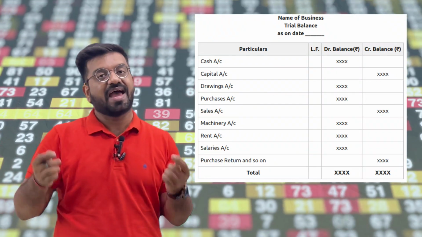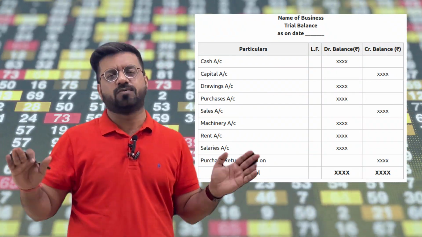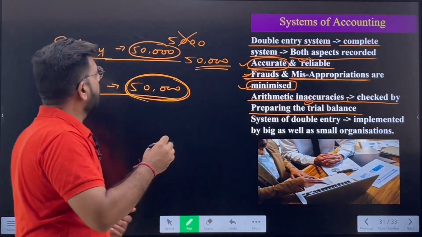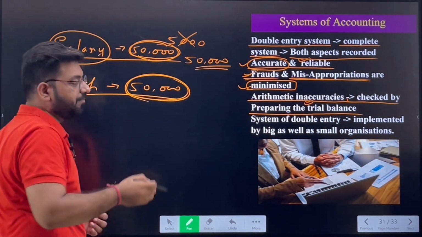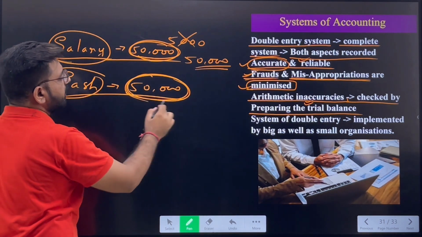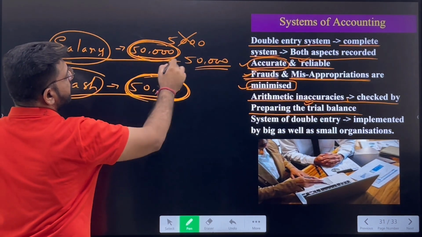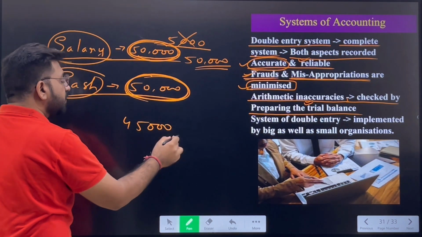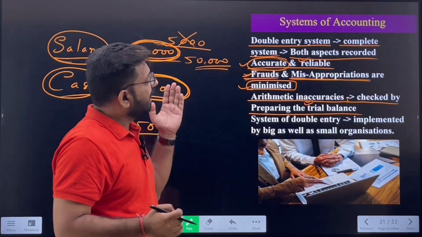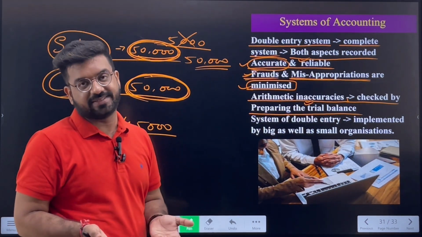Trial balances have the balances of all the accounts. So if I have written salary as 50,000, then corresponding to that, I will have cash of 50,000. If this is written as 5,000, there will be a mismatch of 45,000, with which I can check where the mistake has gone wrong, where the accounting information has gone wrong. So these are basically the advantages of the double entry system.